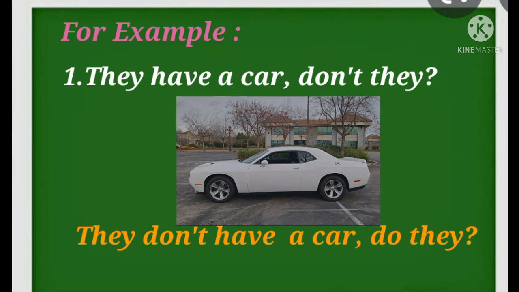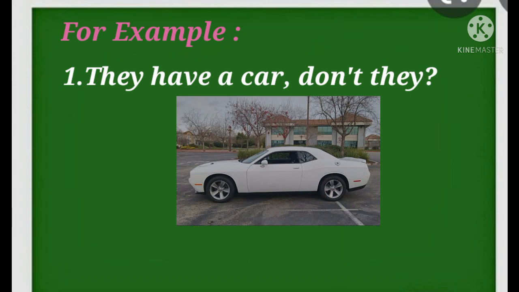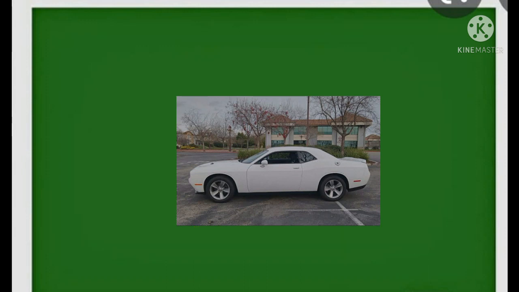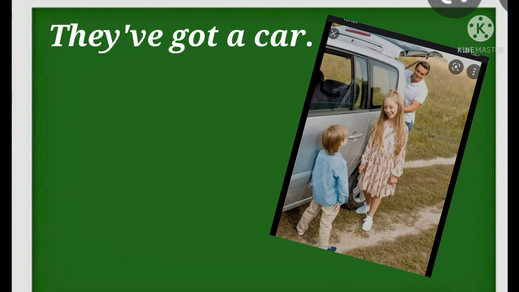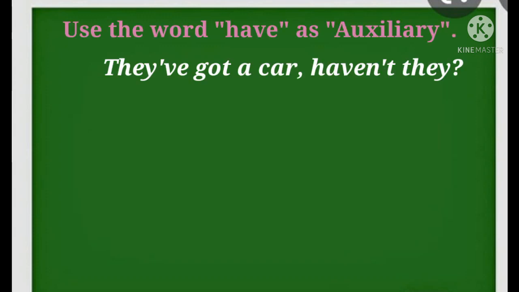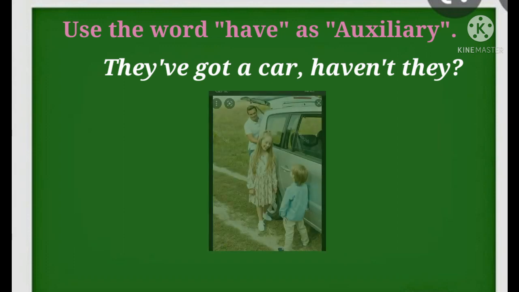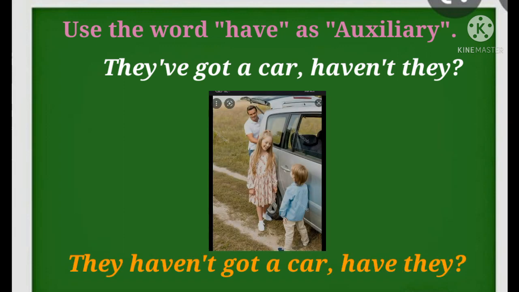Now, if you use the word got with these expressions, you'd end up with sentences like this. They've got a car. And this time you can use the word have as your auxiliary. They have got a car, haven't they? They haven't got a car, have they?